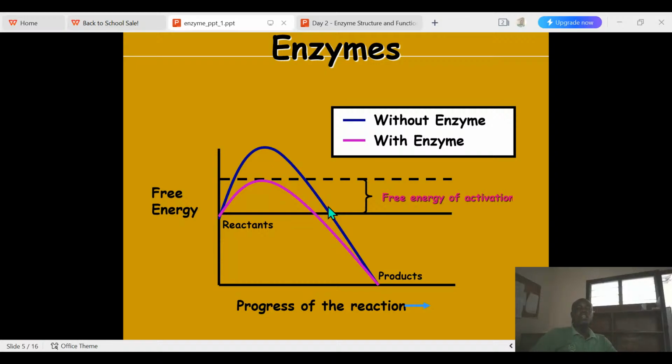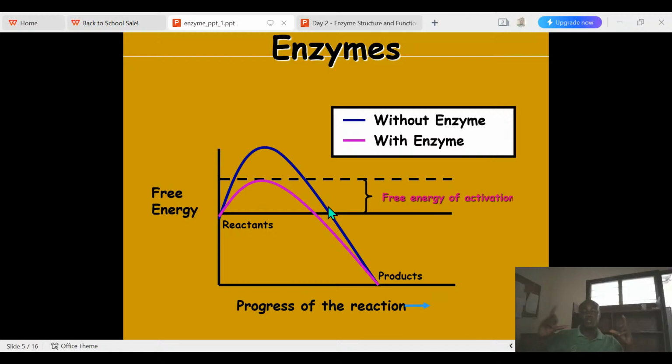The enzymes are usually lowering the activation energy. It's like a hill that the reactant must overcome before the reaction reaches completion. So enzymes usually lower the activation energy, and once the activation energy is lower, the reactant can easily be converted to generate a product.